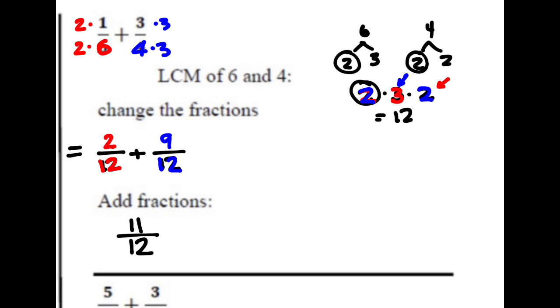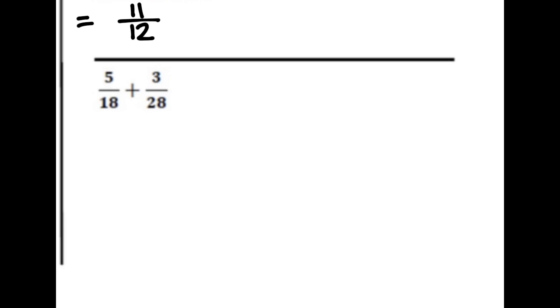Change your numerators, and then add them across. Okay, now I said I'd show you a couple ways. Let me do one more this way, and then I'll show you. Okay, so let's take a look at this one.